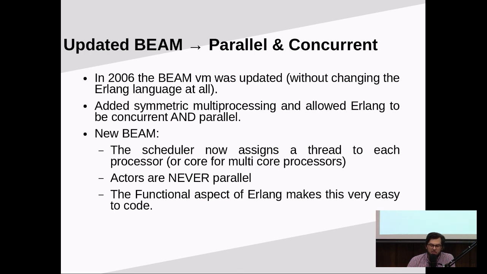And they added symmetric multiprocessing, which allows Erlang to be concurrent and parallel. The only thing you have to do to allow that is to put on a tag, -SMP, and it'll automatically make the processes parallel. So for the new virtual machine, it has multiple schedulers, and it assigns each scheduler to an OS thread. So if you have a quad-core processor, it'll automatically spool up 4 schedulers, and each of those schedulers is able to create actors. But it's really important to know that the actors themselves never actually are parallel. They are still completely isolated. They don't do any kind of shared memory, and they still only use message passing.